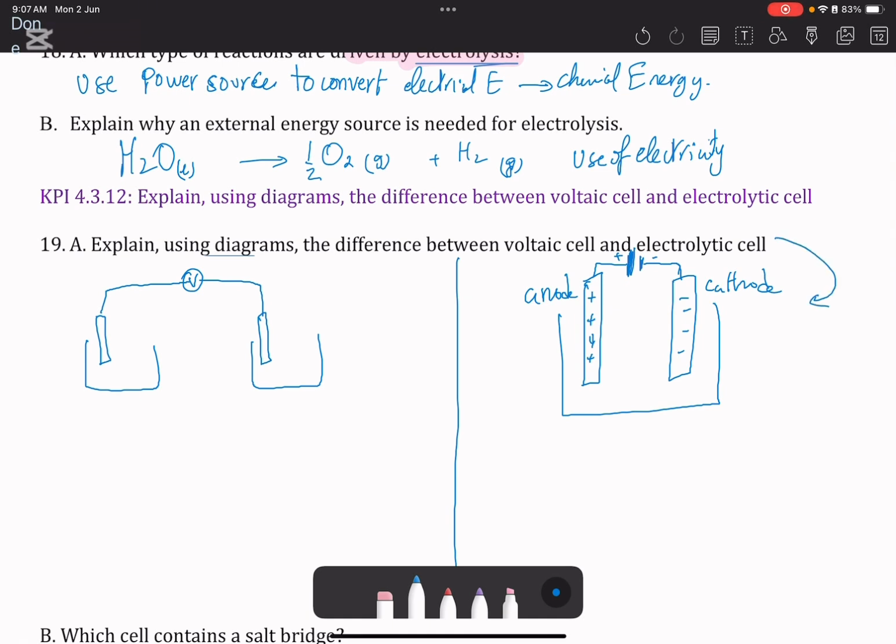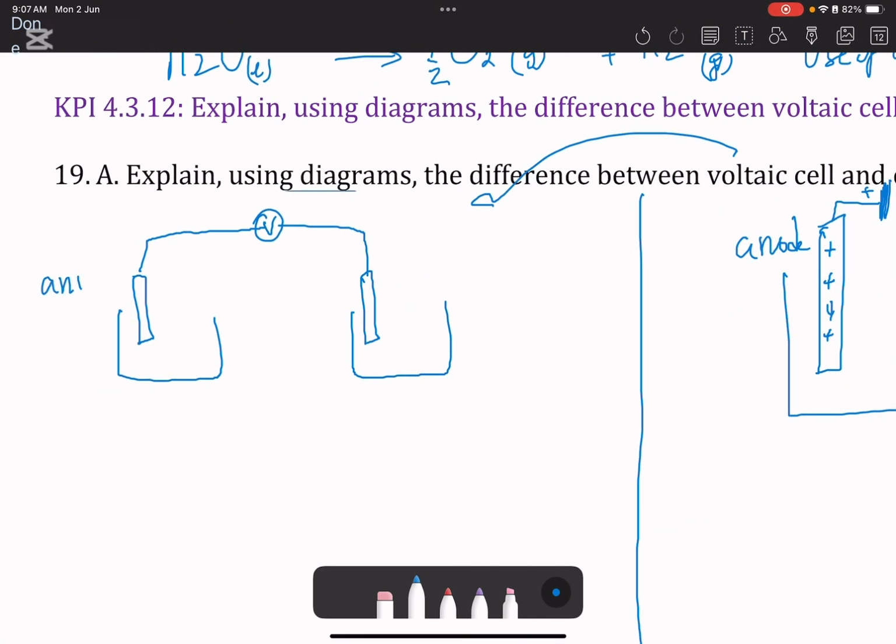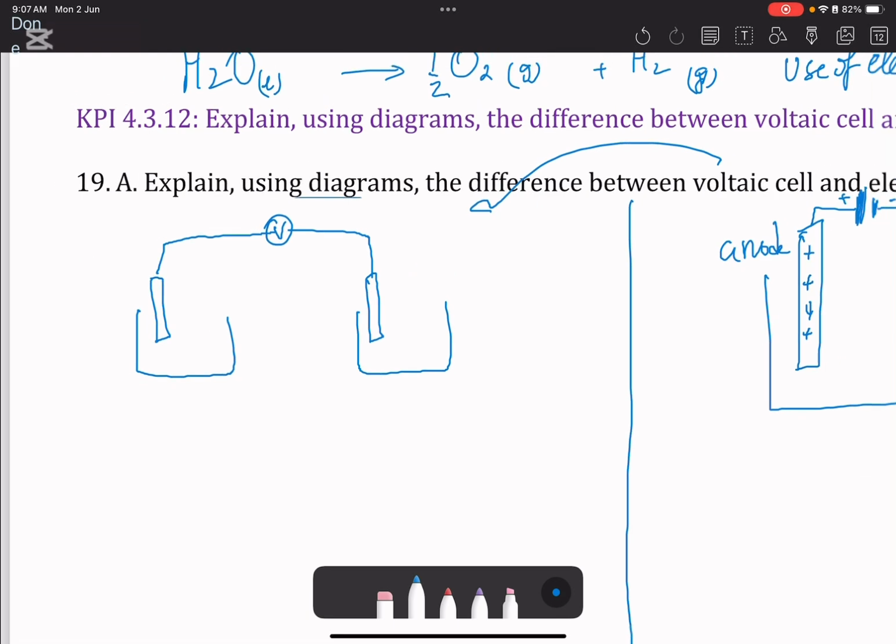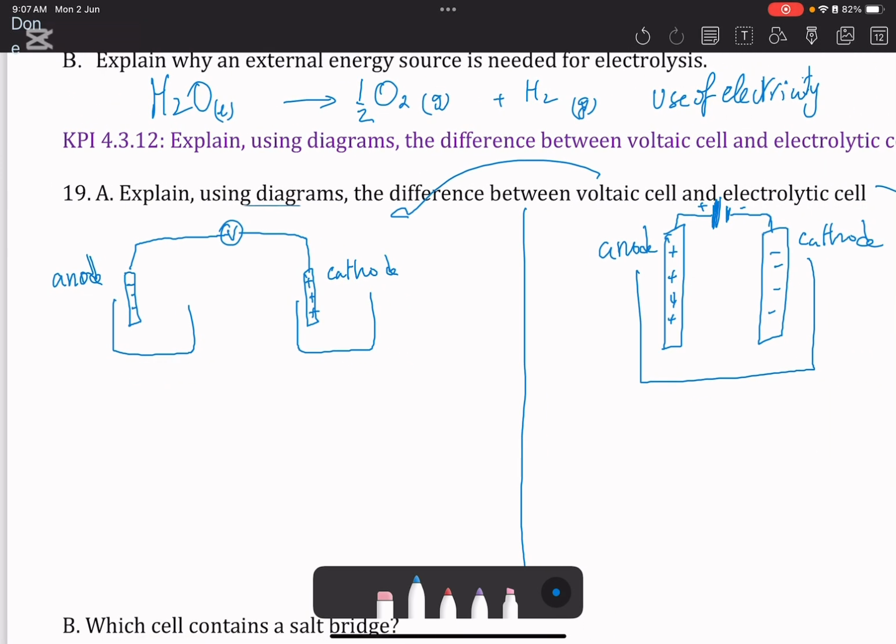So that's electrolytic and that's voltaic. Whereas in the voltaic, the anode is the negative electrode and the cathode is the positive electrode. So that's the first difference. Here I have a salt bridge connecting these two half cells. In the anode now, there are some common things. I'm not going to mention them. I'm just going to highlight the differences.